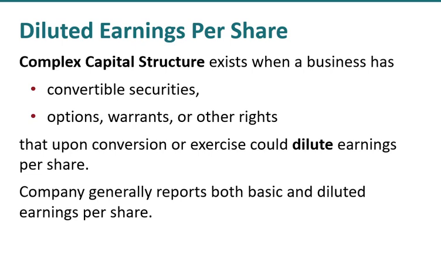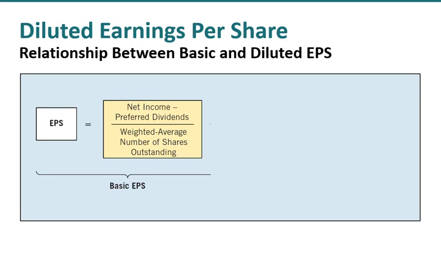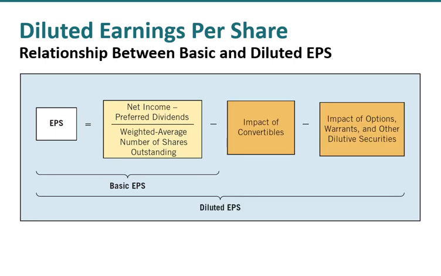of the income statement. Recall our basic earnings per share takes net income minus any preferred dividends divided by our weighted average shares outstanding. Our diluted earnings per share adjusts for the impact of convertible debt as well as the impacts of options, warrants, or other potentially dilutive securities.